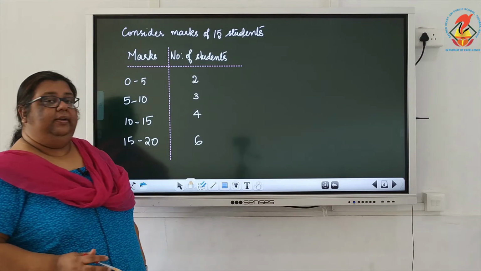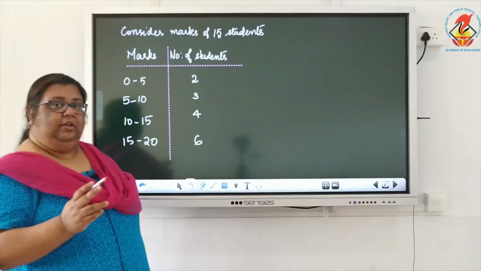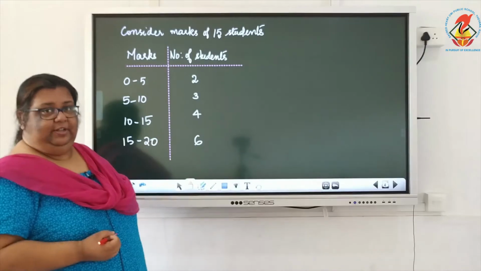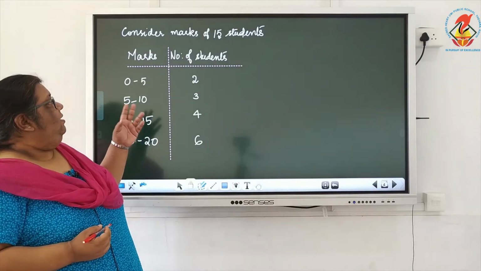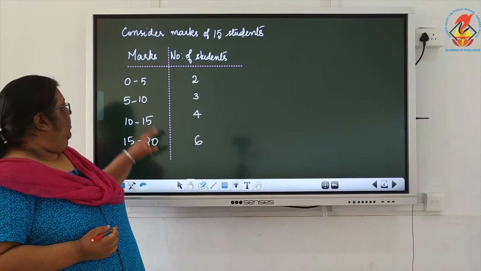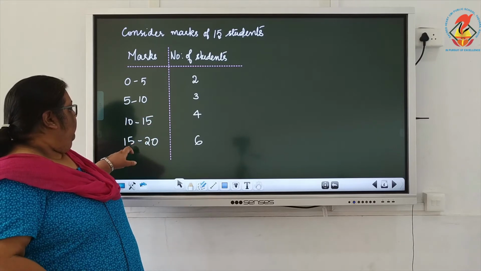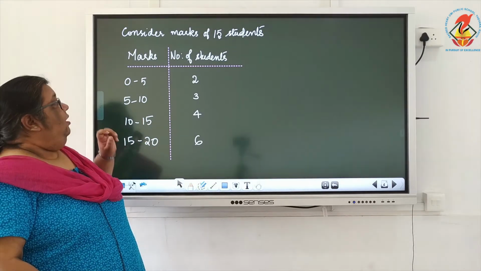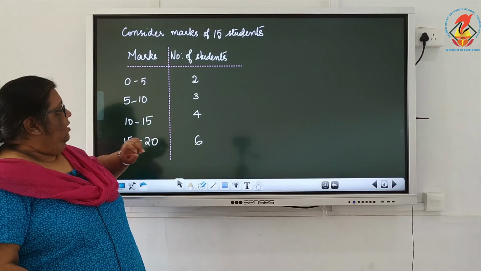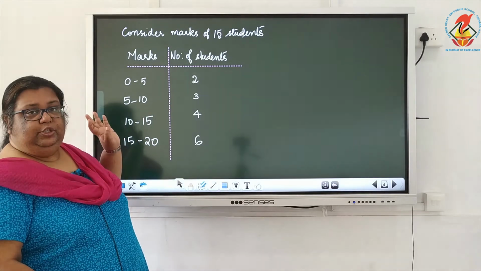Now, children, before going into the median of the grouped data, we will learn about cumulative frequency. Consider marks of 15 students. Here marks are given 0 to 5, 5 to 10, 10 to 15, 15 to 20. Number of students are given 2, 3, 4 and 6. You can add 6 plus 4, 10 plus 3, 13 plus 2, 15 students.